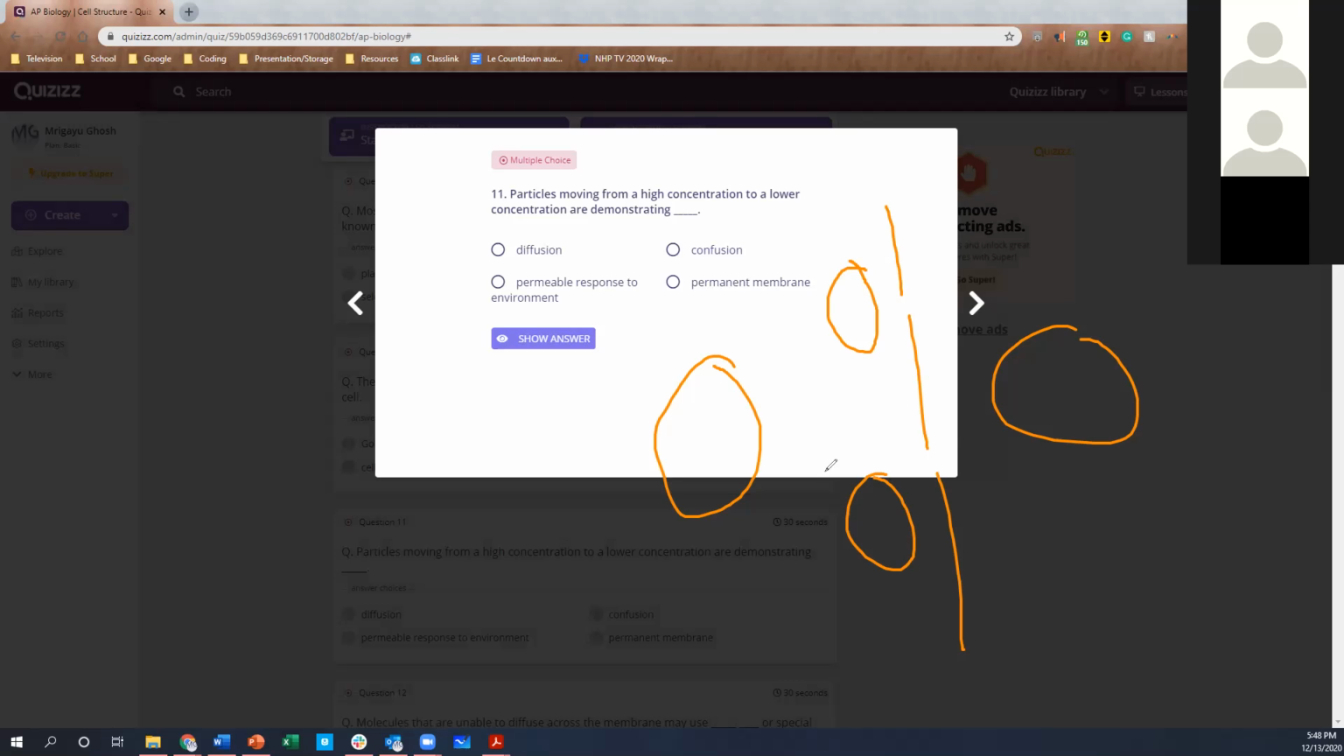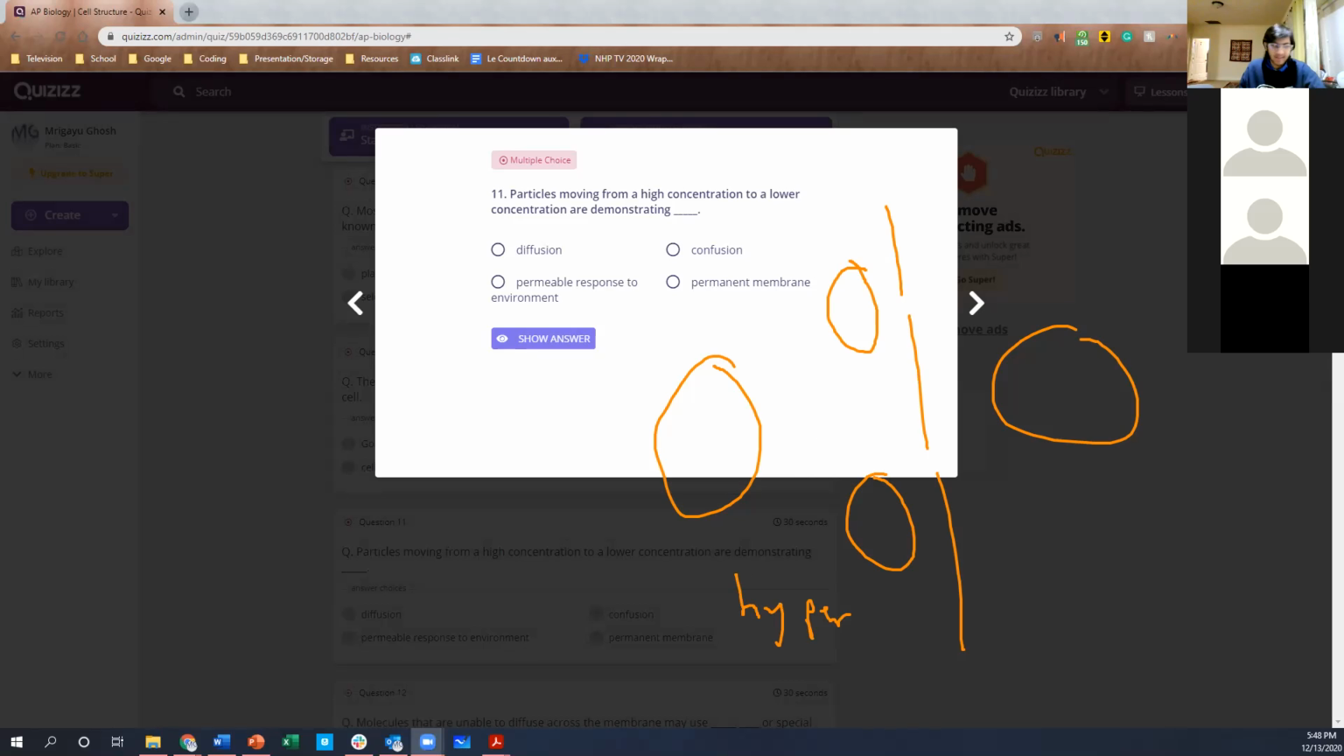On the left, it should be hyper, right? Because it has more solute. It's packed with solute. That's how you want to think about it. It's very hyper, exactly. And then the right, obviously, would be hypo. So water, how do you think water would move?